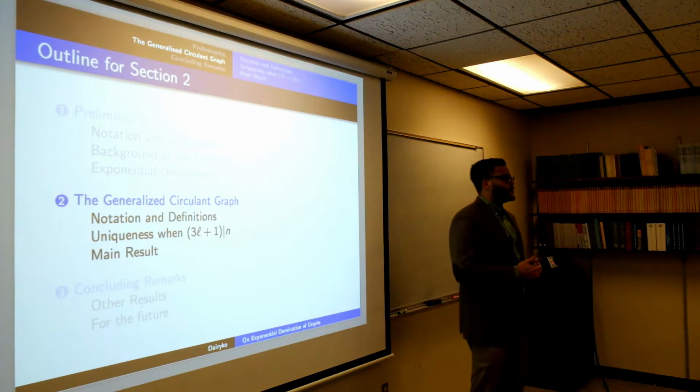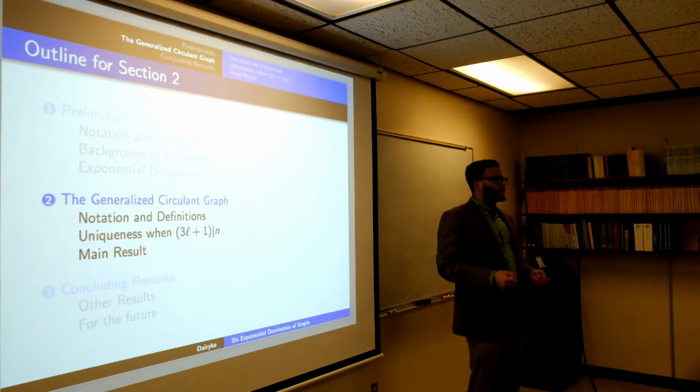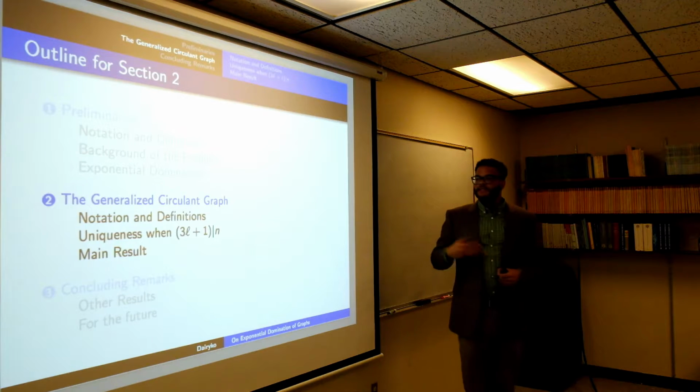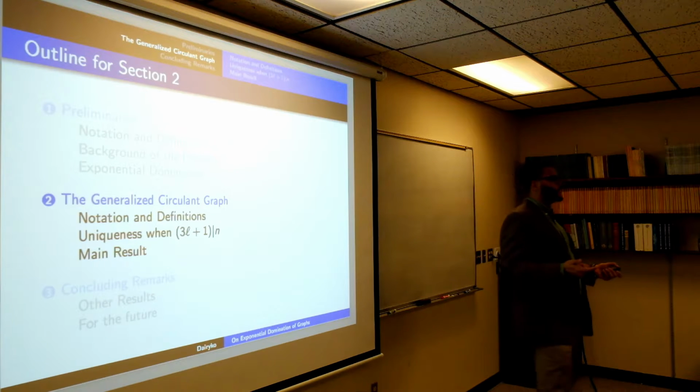So we move on to the generalized circulant graph. Okay? So I'm going to talk about some notation and definitions to get you up to speed, and then I'm going to talk about a uniqueness result I have, and then get into my main result.